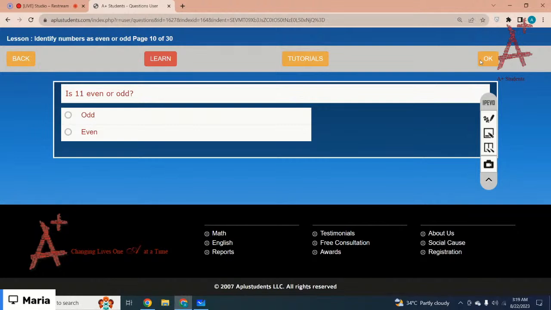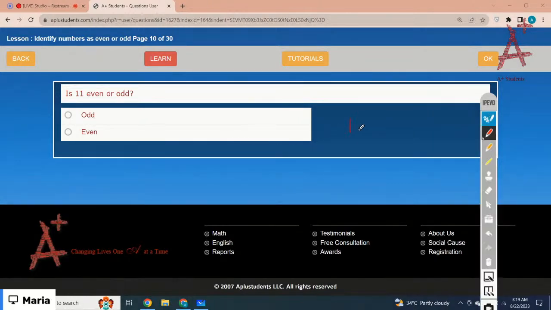Is 11 even or odd? You can see the ones digit is 1, right? So 1 is an odd number, so 11 is also an odd number. When you have a two digit number, you just have to look for the ones digit, right? The rightmost digit, the ones digit. So 1 is an odd number. That means 11 is also an odd number, right? The correct option is odd.